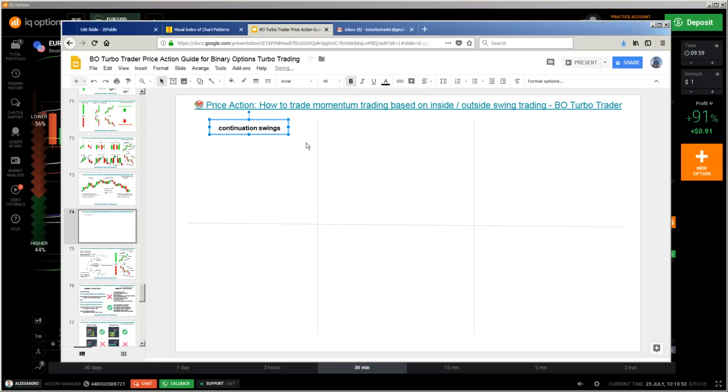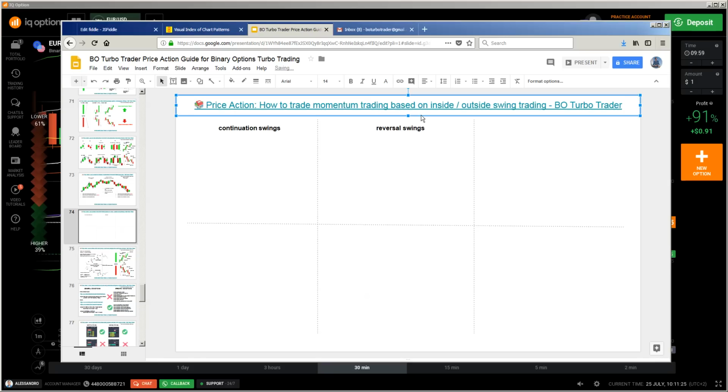The topic is not as easy as it looks. I'm thinking a lot about how to explain those things really easily to you, because you watch only those videos and think, okay, that is 20 minutes and this thing is done. Then reversal swings, and then we have the ranging swings, where the market is ranging.